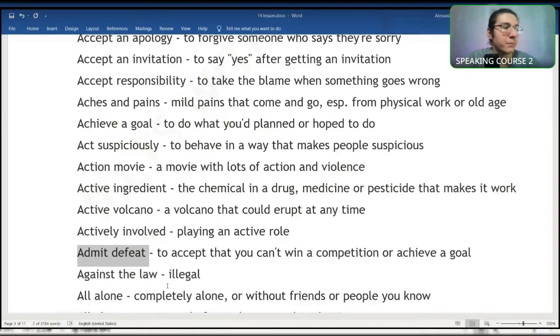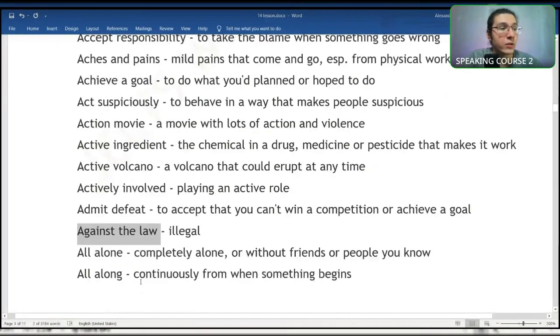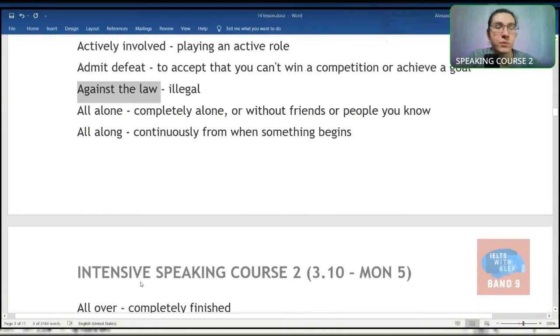Recently, I played in a Tetris tournament, but I didn't win, so I had to admit defeat to the person that beat me. It is against the law in Uzbekistan to kill people. Only in Uzbekistan. Everywhere else, it's okay. I'm joking.